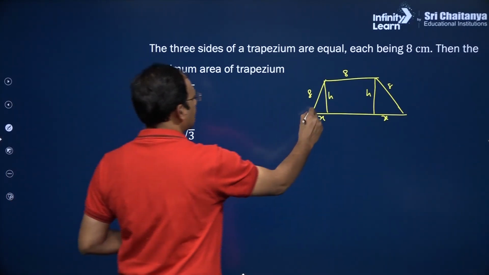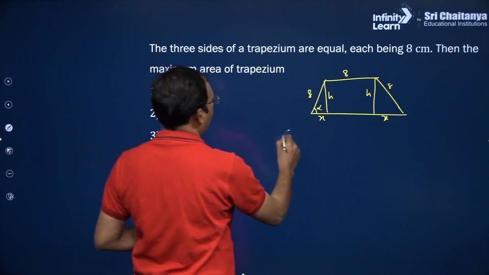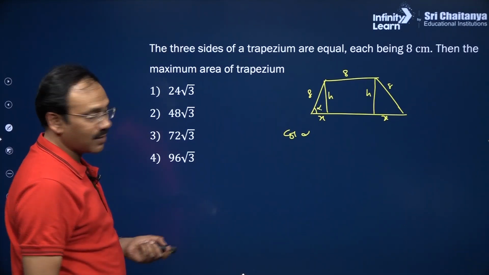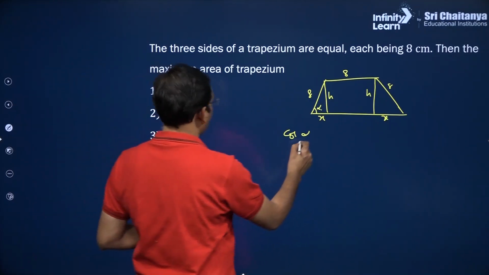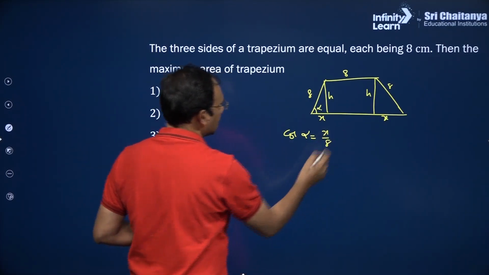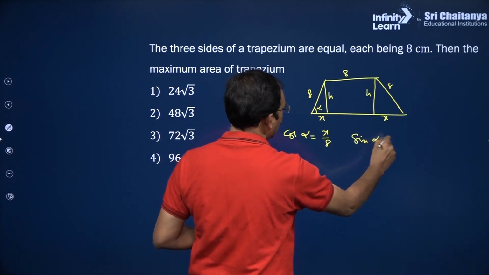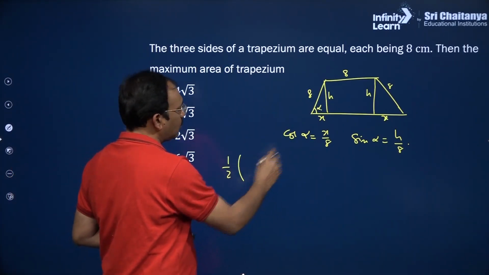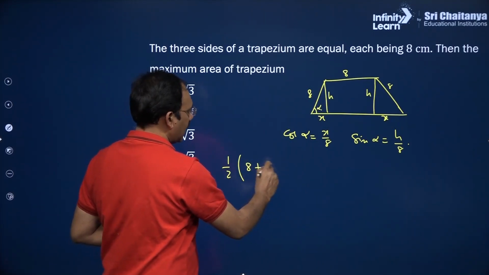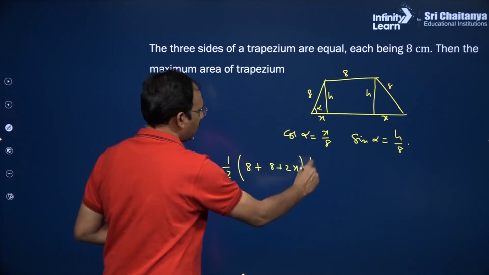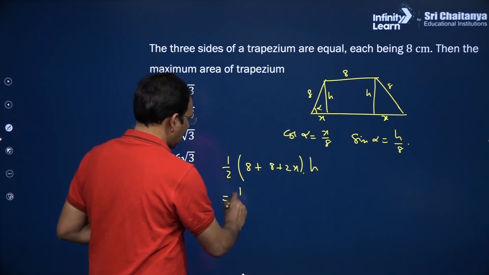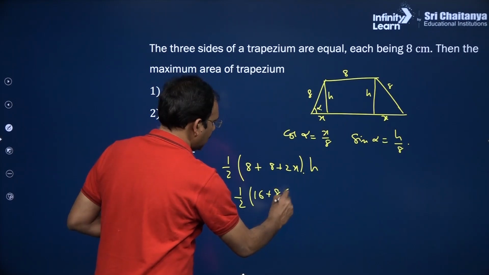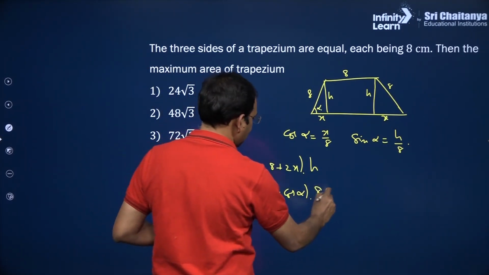Now suppose this angle is some alpha, my dear friends. If this side is 8, cos alpha is going to be x by 8, whereas sin alpha is going to be h by 8. Now the area of the trapezium is half into the sum of the parallel sides, 8 + 2x, into the perpendicular distance between them, h. So I can write half of (16 + 2x), let me write x as 8 cos alpha, and h as 8 sin alpha.